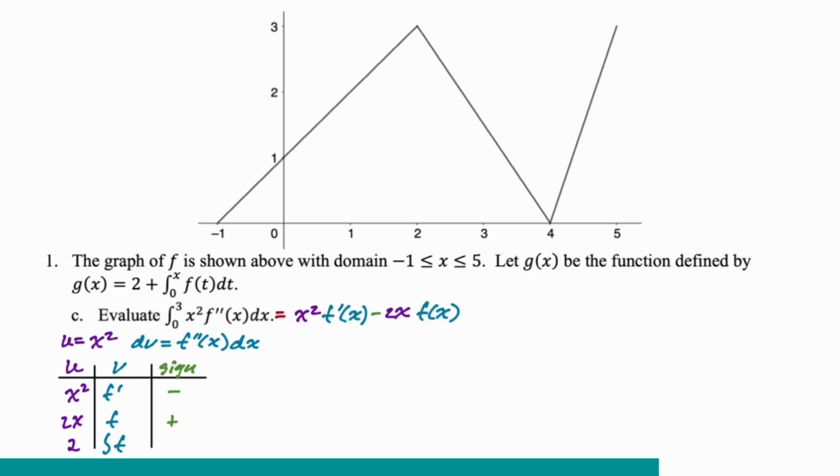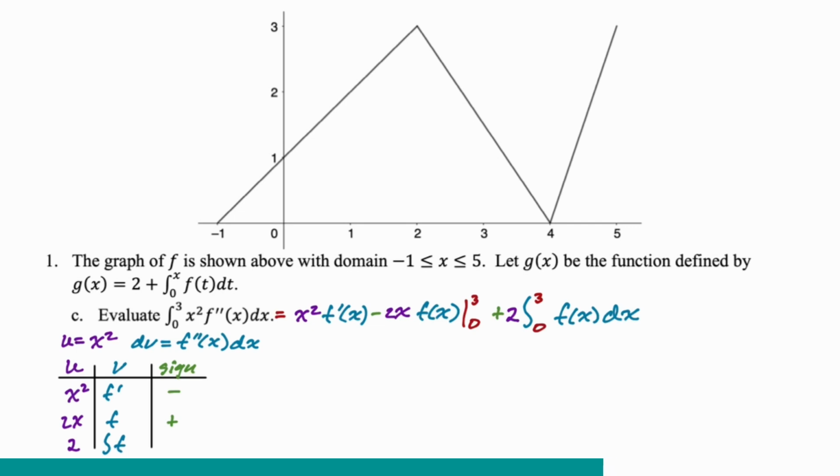So we can find the antiderivative of this. You multiply across, so it's x squared f prime minus 2xf, but of course we have to go from 0 to 3 there, and then plus 2 times the integral of f from 0 to 3, right?